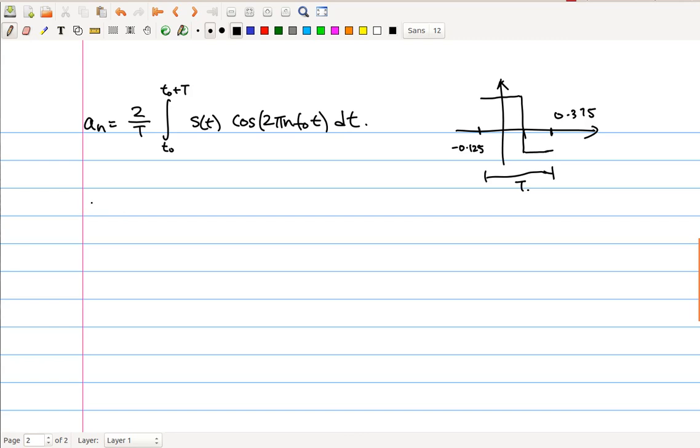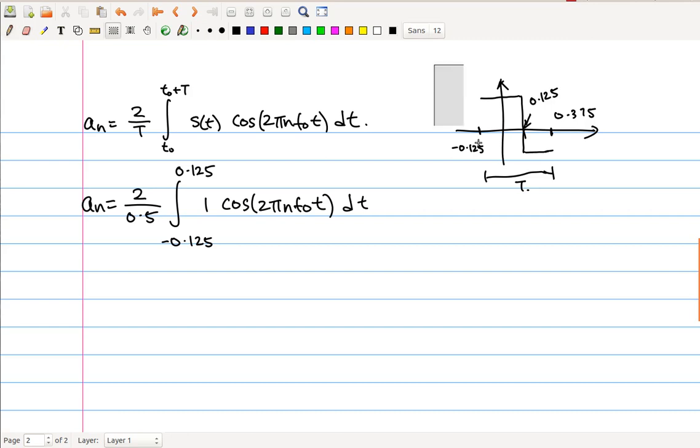So let's begin. AN is equal to 2 on t at 0.5. Integral, again, I'm going to break this up into two pieces, seeing this is a discontinuous function right here, and in particular that discontinuity there is 0.125. Okay, so the upper and the lower limits are going to be 0.125 here and negative 0.125 there, and the amplitude of that function is equal to 1, so that's my s of t, multiplied by cos 2 pi n f naught t dt. This is the first part of the integral on this side.